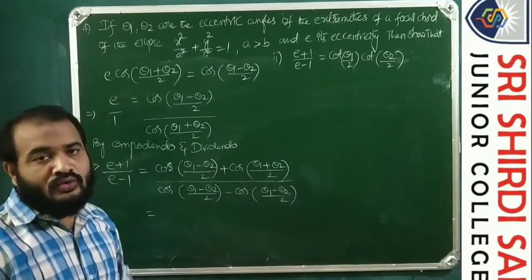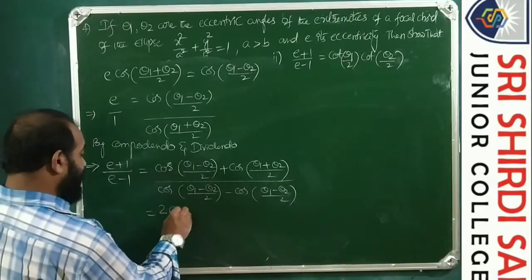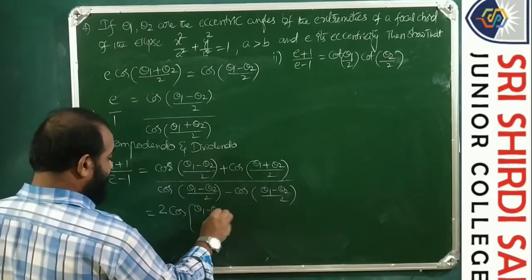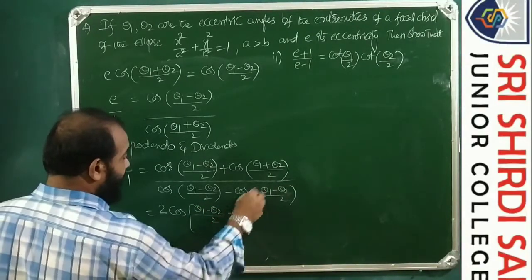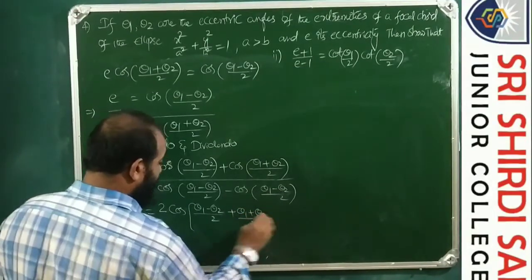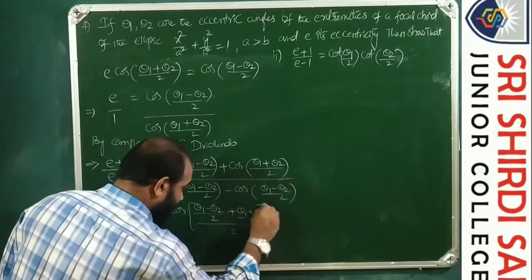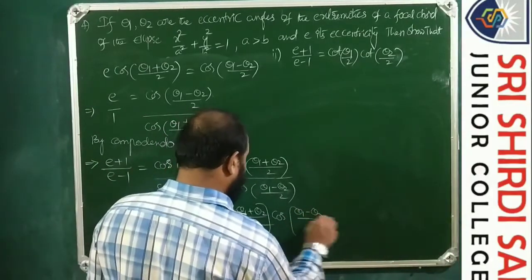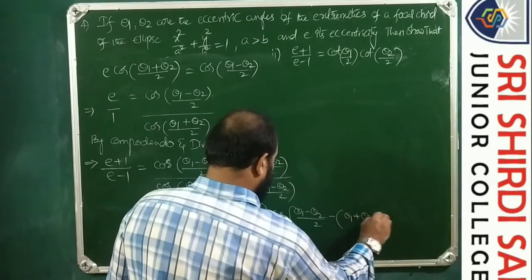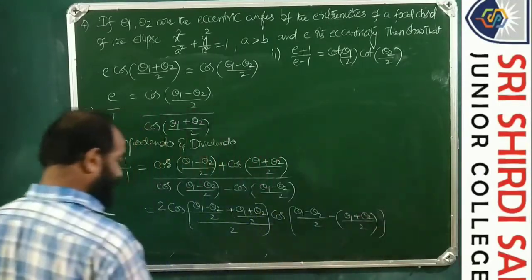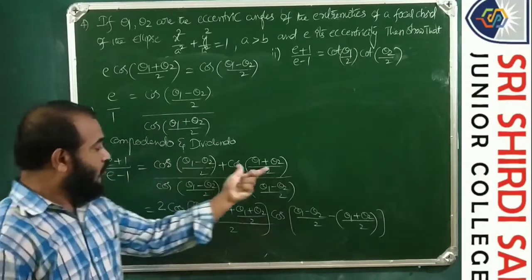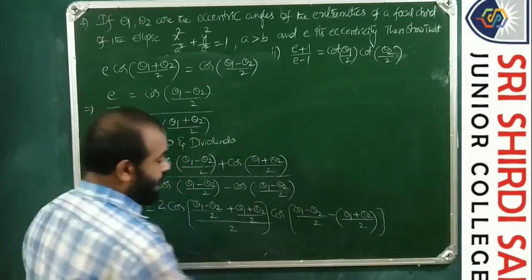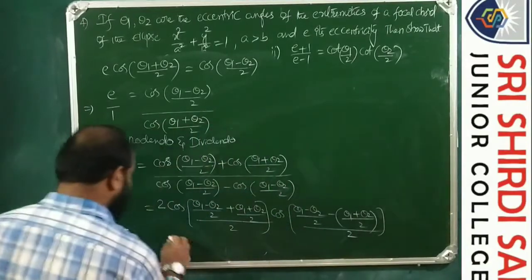Now cos c plus cos d is equal to 2 cos((c plus d) by 2) cos((c minus d) by 2). Here this is c and this is d. So c plus d by 2 is (theta 1 minus theta 2 by 2 plus theta 1 plus theta 2 by 2) by 2, and c minus d by 2 is (theta 1 minus theta 2 by 2 minus theta 1 plus theta 2 by 2) by 2.